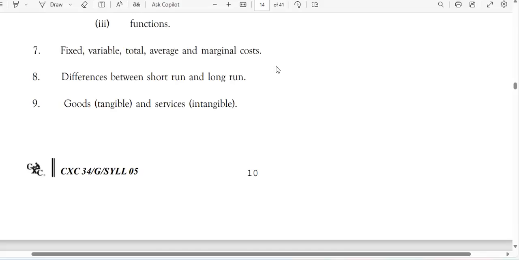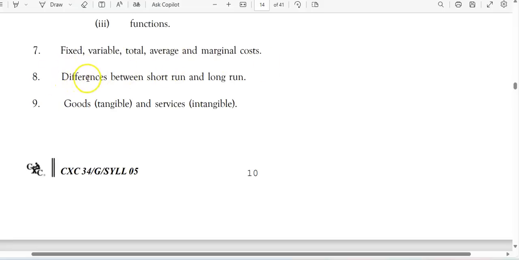Marginal cost: the additional cost of producing one more unit of output. So if you're producing 50 units at a cost of $500, and you end up producing 51 units, it will cost you $510, meaning that the marginal cost would be 510 minus 500, an extra $10 that you'll have to put into production. All right.